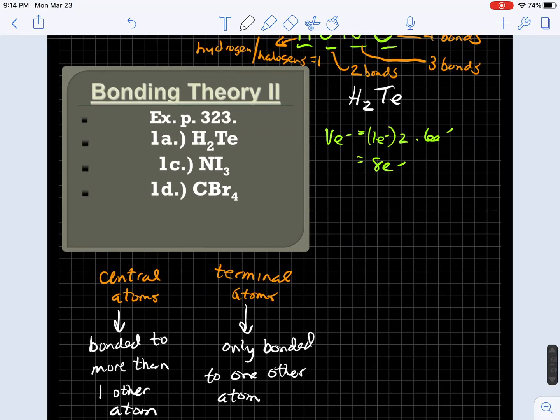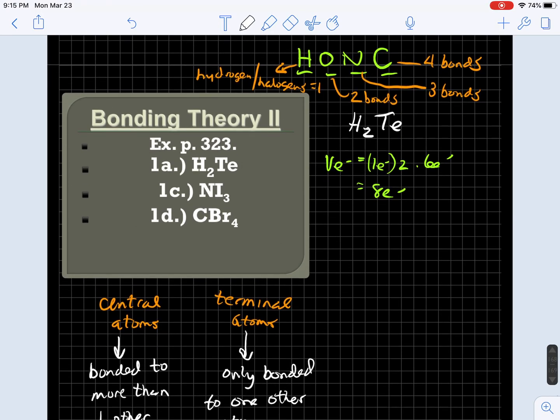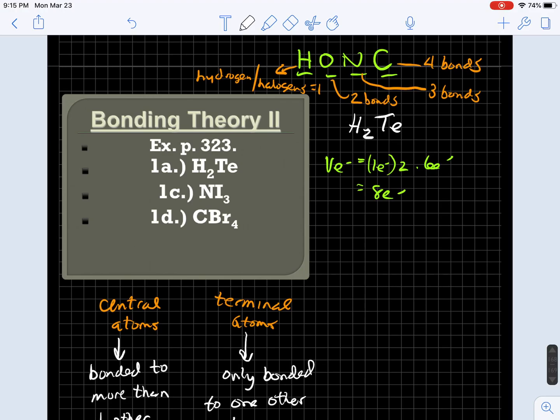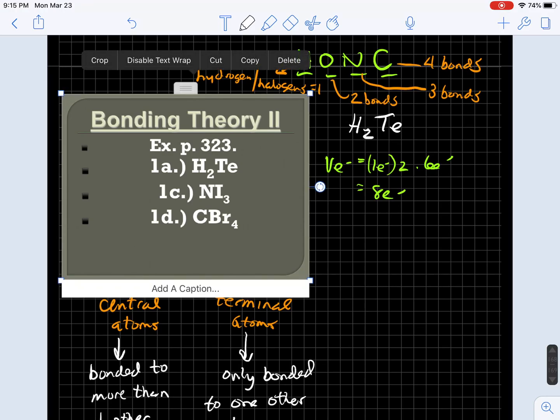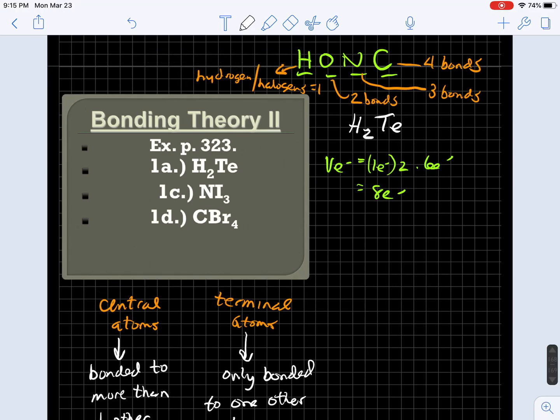So on a test, you have this hydrogen telluride, right? So you have to decide which one's going to be the central atom, which one's going to be the terminal atom. And for me, it's a pretty easy choice because the hydrogen can only form one bond. Therefore, hydrogen and halogens can never be central atoms. So we're going to put tellurium in the middle. And I'm just going to spread the hydrogens out.